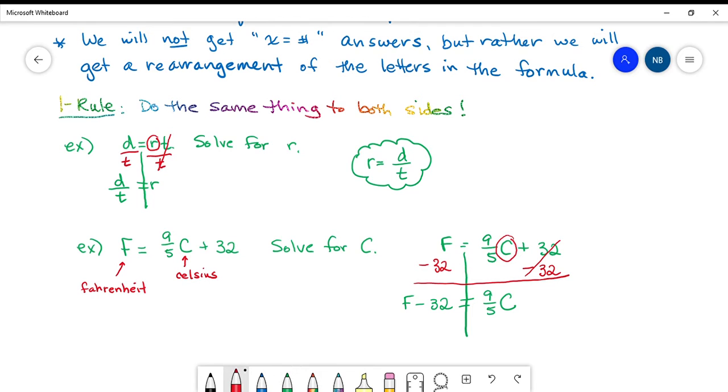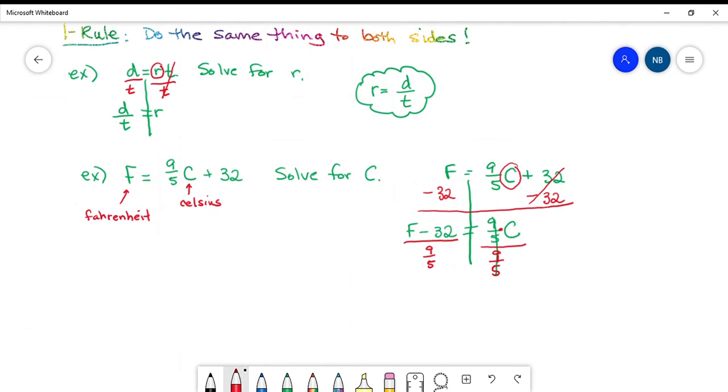Now I need to get C, remember, by itself. C is currently being multiplied by 9/5. So I'm going to divide by 9/5 because when you divide a number by itself, it reduces to 1. So dividing by 9/5 is what I need to do. Now this left side might look really awful to you, so just hang tight. I get F minus 32 all over 9/5 equals capital C. I'm technically finished, except that left side is not simplified, and that's not okay.